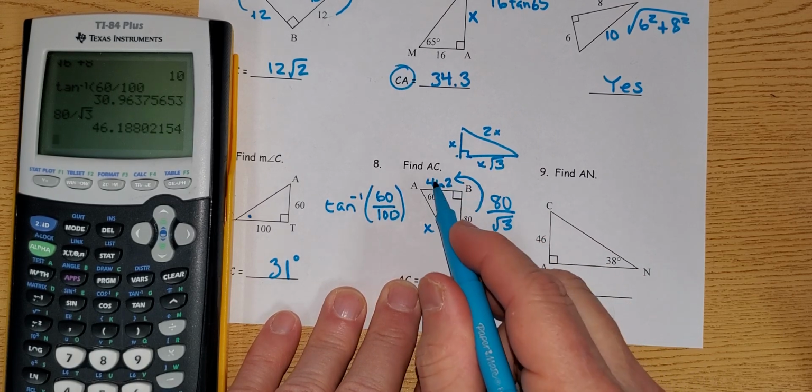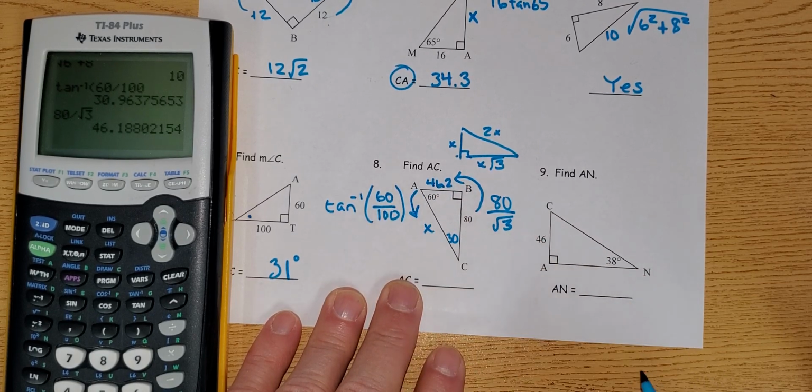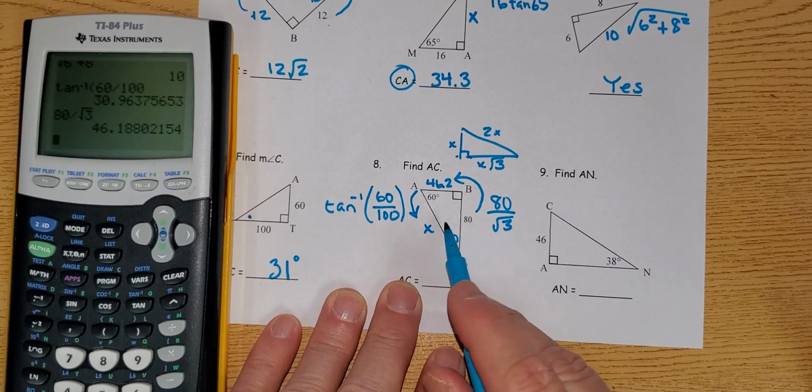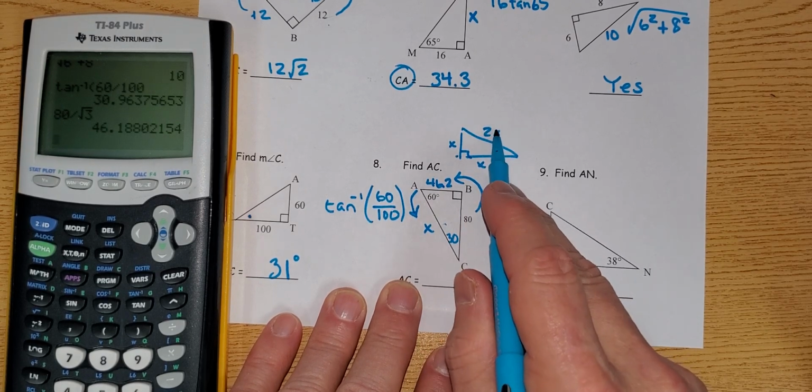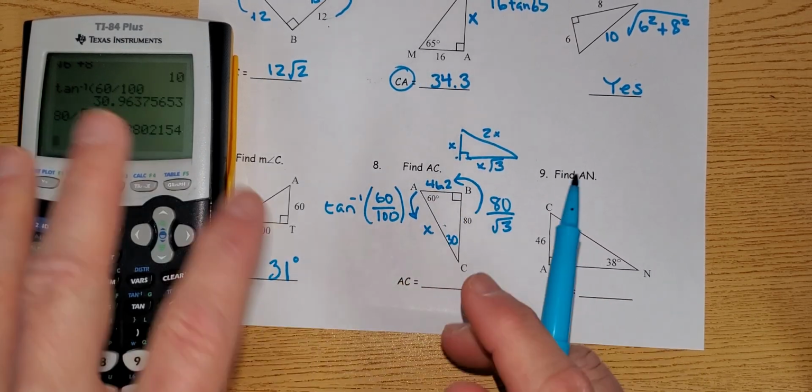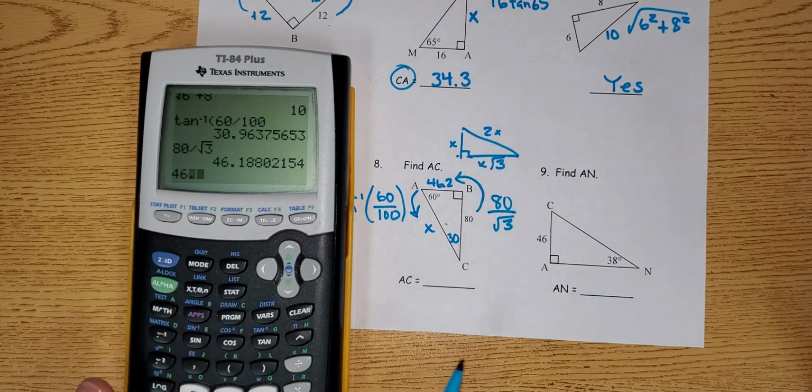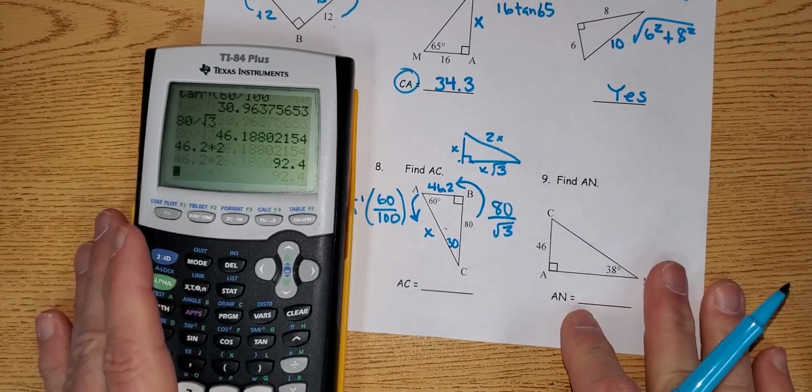Okay, so you found this one, and now what do you do to go here to here, right? Do you remember? Yeah, this is the 2 side, right? The 2 side, you multiply by 2 because you're getting bigger. So 46.2 times 2 is 92.4.